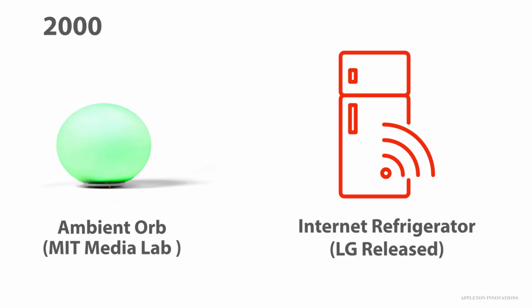LG released an internet refrigerator in 2000, while the MIT Media Lab created the Ambient Orb, a dynamic orb that monitored stock prices, news, and finance portfolios, and changed colors accordingly. If the stock market's prices are changing, automatically the colors of that orb also changed.